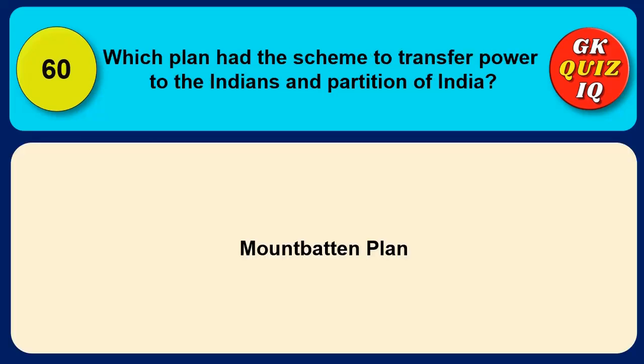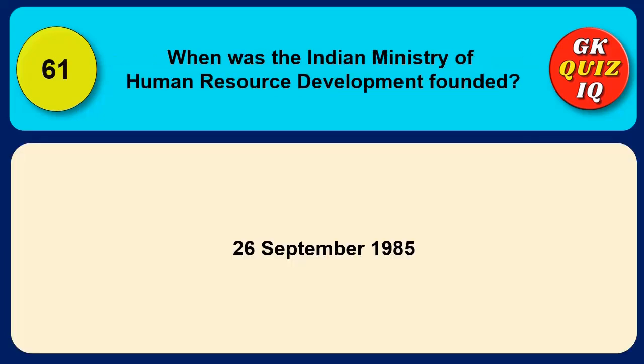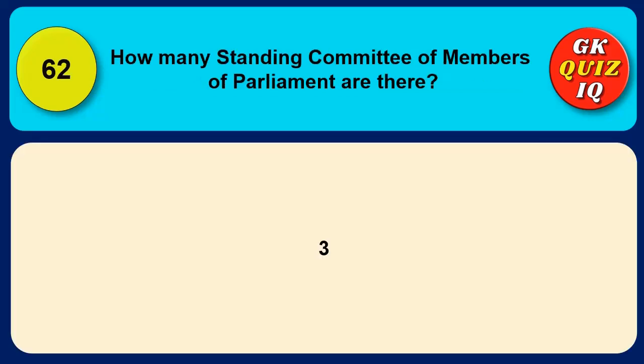Which plan had the scheme to transfer power to the Indians and partition of India? Mountbatten Plan. When was the Indian Ministry of Human Resource Development founded? 26 September 1985. How many standing committee of members of parliament are there? 3.